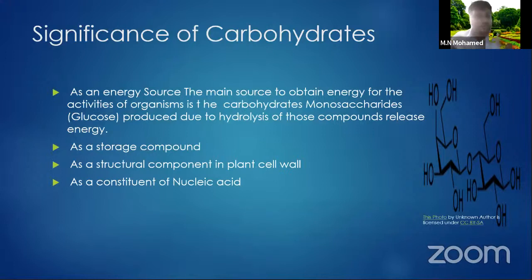I don't need to explain this here, but for your understanding I'm explaining it. The main energy source for our body is carbohydrate, and it is also a storage compound. We have a lot of foods, grains and flour, as food storage. It is also a structural compound in the plant cell wall, which I already explained: cellulose. Cellulose is just a polysaccharide, that means it's a carbohydrate. Carbohydrate is also a constituent of nucleic acid. We will discuss later what nucleic acid is.